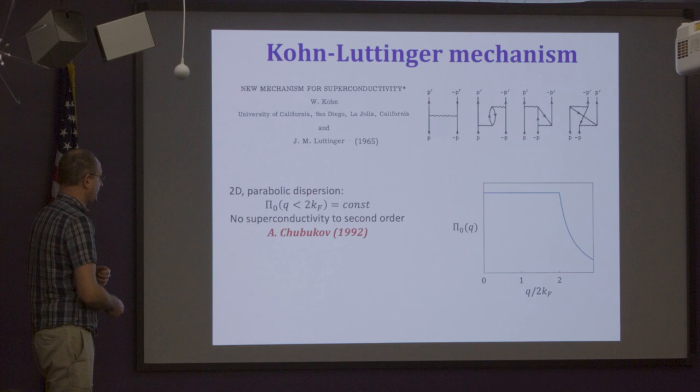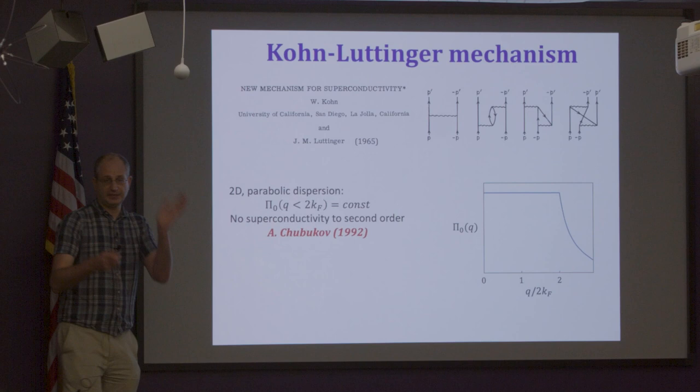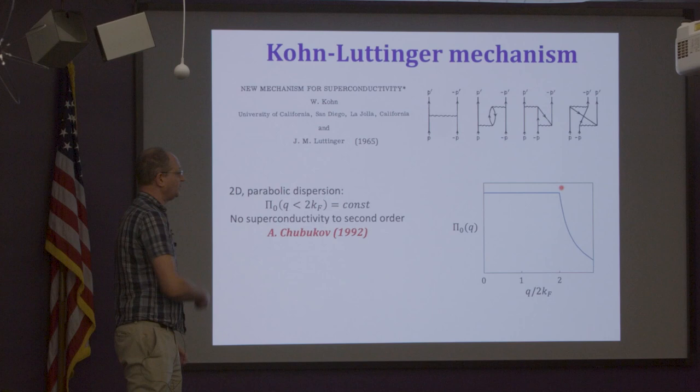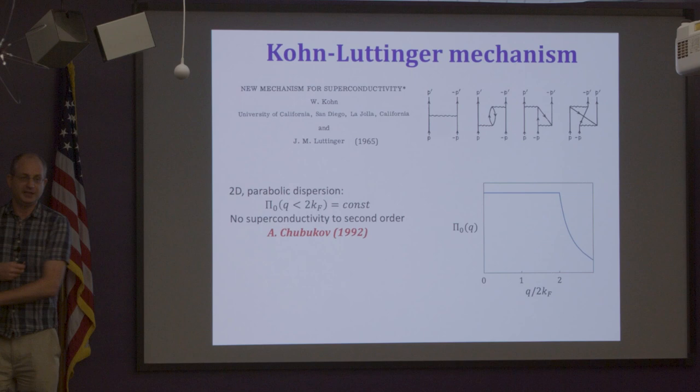But in 2D, as you know, there's something very special about a parabolic band. This polarization function is simply flat, simply constant up to 2kF, and then it starts decaying. Now, we care exactly about the effective interaction at momentum transfer between 0 and 2kF, so it's flat exactly where we need it to be structured, to be Q dependent. That's very bad. It turns out that Andre did a calculation in the 90s where he went to the next order beyond these diagrams and found that there is some weak attraction.